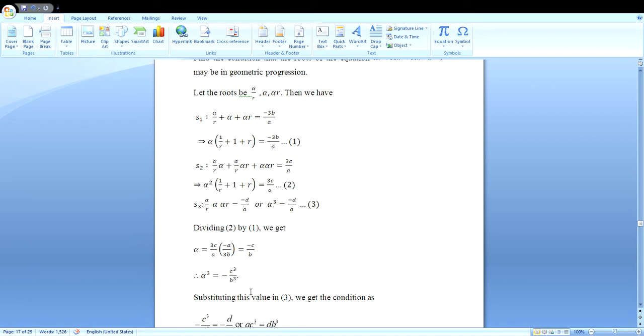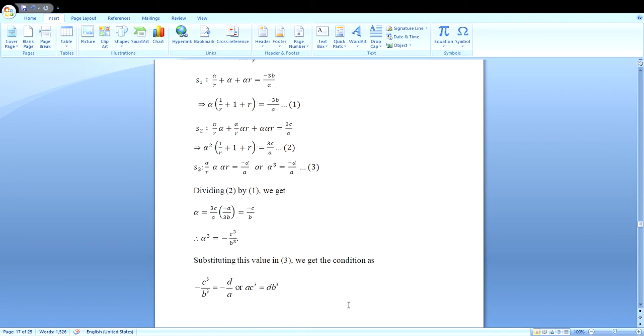Substituting this value in 3, we get the condition as minus c cube by b cube equal to minus d by a. That is, equating alpha cube: here we have minus c cube by b cube, and in equation 3 we have minus d by a. Equating these two, or cross multiplying, we get a c cube equal to d b cube.